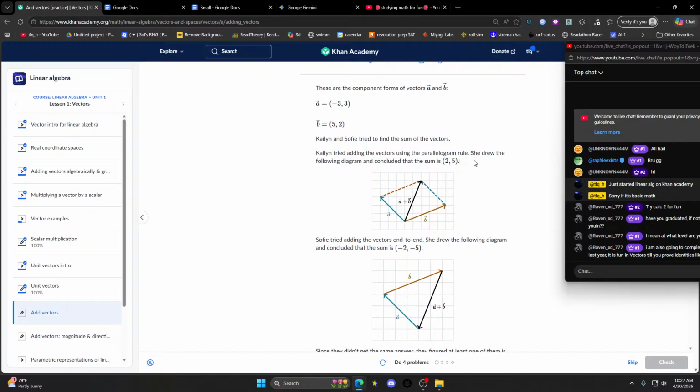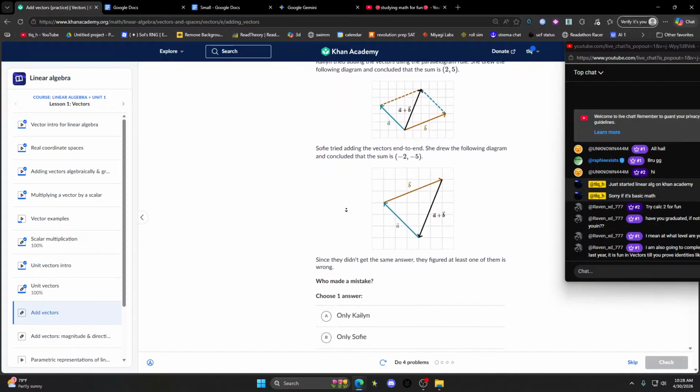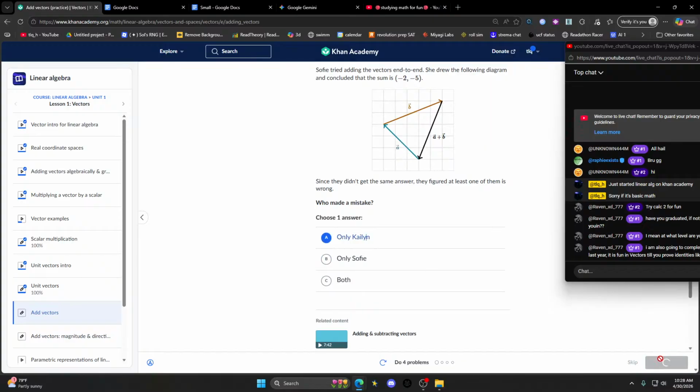Okay, let me just solve it myself then, because they're not getting the same answer. Alright. So, -3, and we're adding them. Okay. -3 plus that, so 2 by 5. Okay, so Kaylin is right. Kaylin's the only right one, right?